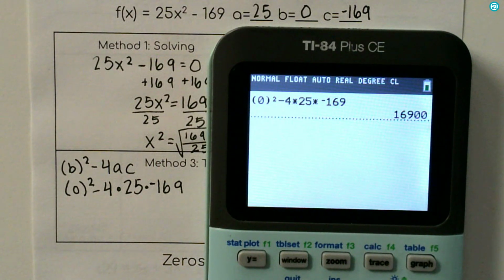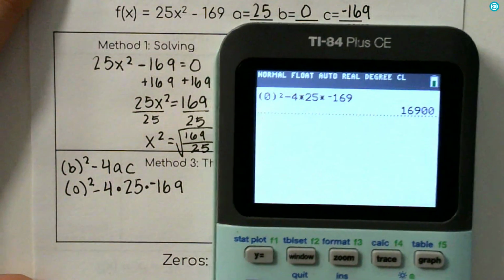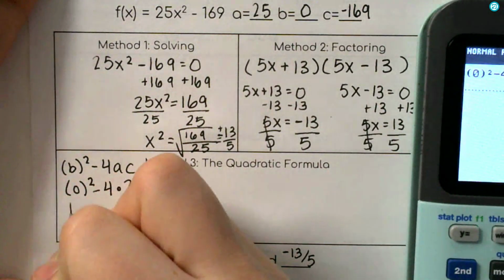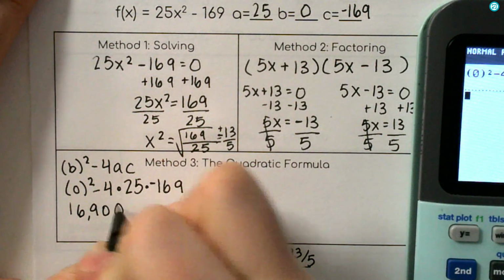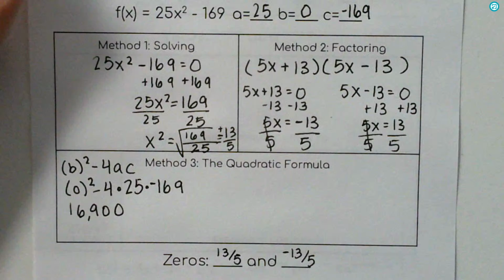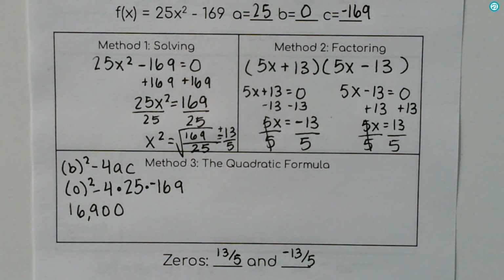I get 16,900, which seems crazy. But we are going to take the square root of it in a second. So I have 16,900 as my discriminant. Any questions about that?